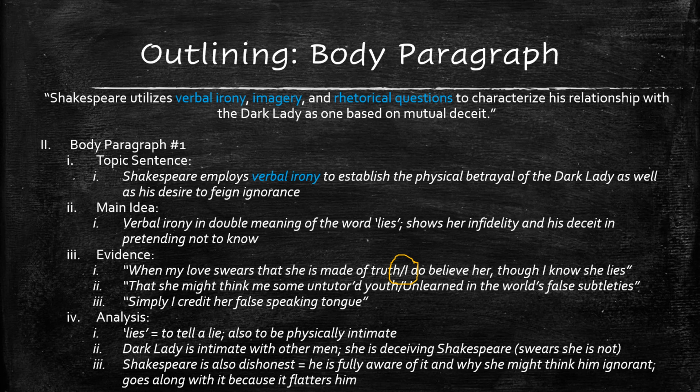But then I also need to show this mutual deception, so I can't ignore Shakespeare's fault in this either. So I turn to him and I show that he is also dishonest. For example, that third piece of evidence I use, simply I credit her false speaking tongue. So he's fully aware of the lies that she tells and the fact that she thinks him ignorant, perhaps because she likes to perceive him as this young youth. And he in turn goes along with it. He plays into these lies because it flatters him.